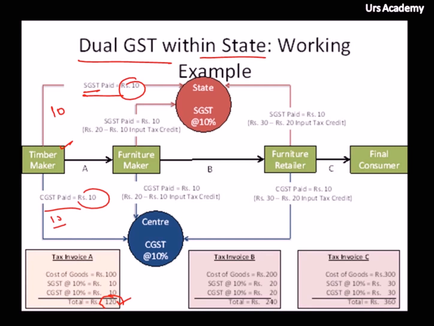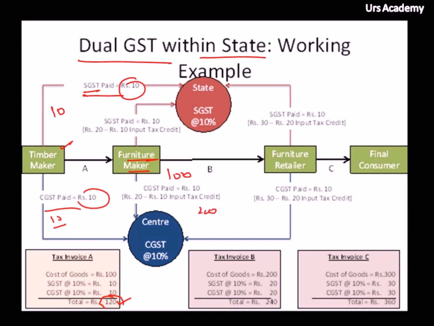And then he will charge this tax to the furniture maker. That means, including profit, this timber will cost 100 rupees, plus 20 rupees of taxes that the timber maker will pay to the center and state. So he will charge 120 rupees from the furniture maker. Once again, the furniture maker, for example, makes further value addition of rupees 100. That means it will cost again 220 rupees.